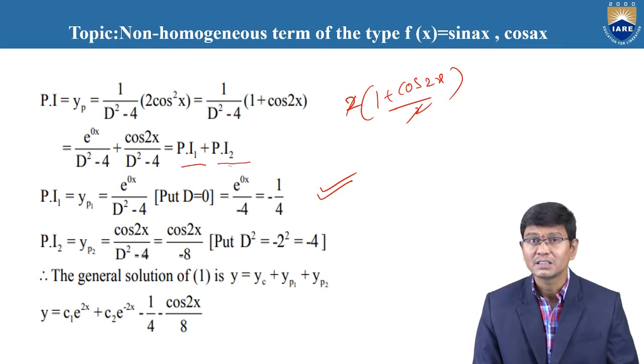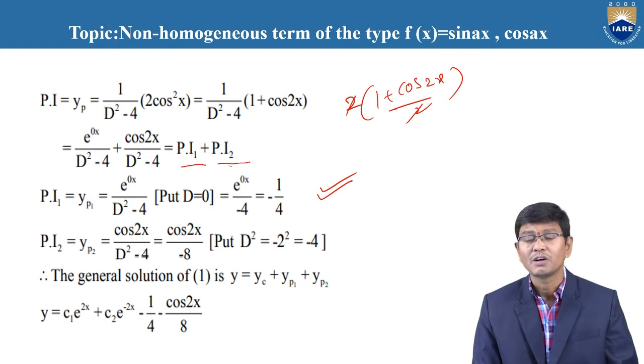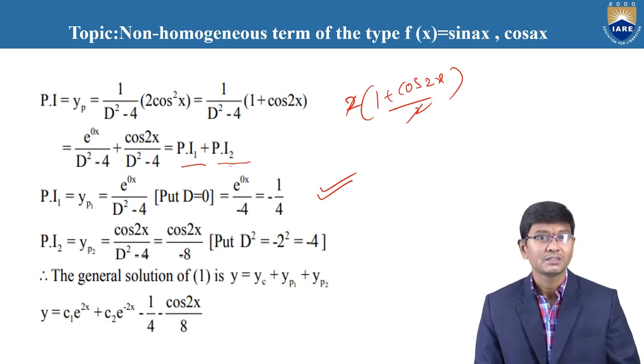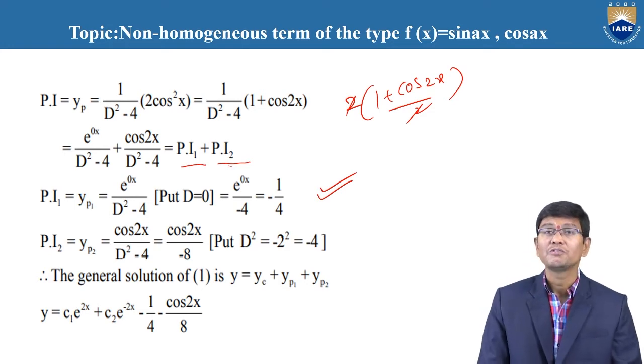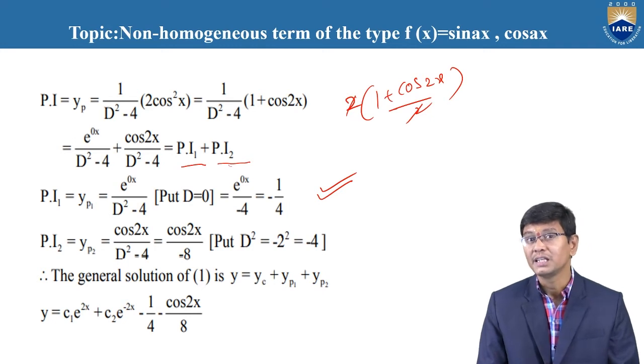Now we will discuss yp2, the second particular integral. That is 1 by d square minus 4 into cos 2x, and it is clearly type 2, that is case 2. While following case 2, d square is equal to minus a square.